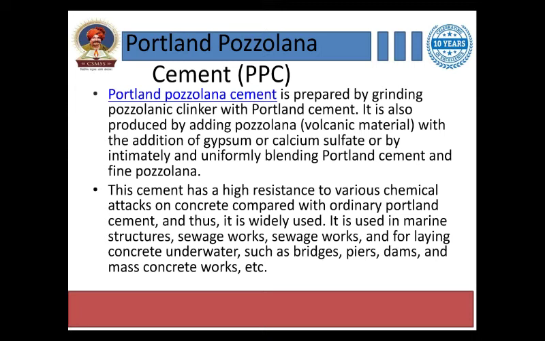This cement has a high resistance to various chemical attacks. So this is the benefit of this type of cement on the concrete compared with the ordinary Portland cement, and thus it is widely used. It is used in marine structures. Please note down the uses of this cement. It is used in marine structures, sewage works, laying concrete underwater such as bridge piers, dams and mass concrete work. Everybody get it? What are the uses of this cement? You have to write this in your examination also.